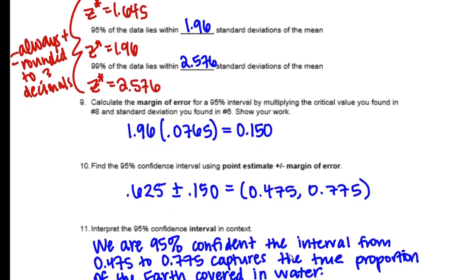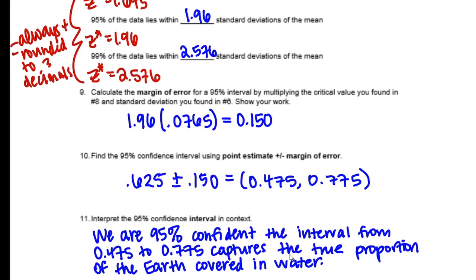All right, number 9, calculate the margin of error. So we're not using b minus a over 2 because we don't have our interval yet. Some of you might have tried to do that, but we don't have the interval yet. So this tells us what to do. It says multiplying the critical value you found in number 8 and the standard deviation you found in number 6. The critical value is z-star, and the formula we used in number 6 was square root p hat 1 minus p hat over n. So that is our formula for margin of error of an interval for a proportion.